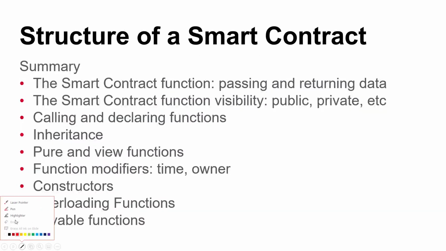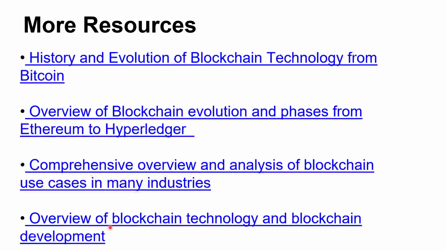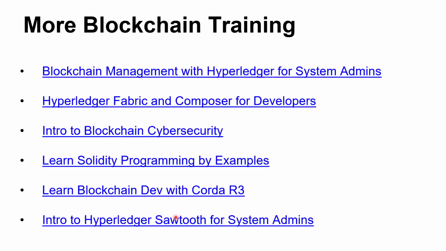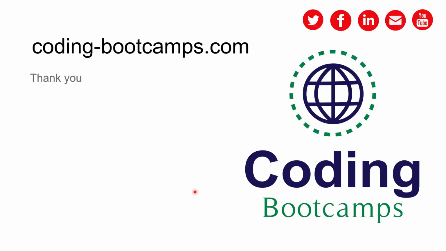So what we discussed in this lesson was we learned about passing and returning data with a smart contract function, visibility of a function, private, public, calling and declaring functions, function inheritance, pure and view functions, function modifiers, constructors, overloading functions, and payable functions. Please complete the lab and complete this assessment. And please consult your learning materials for other information and additional training. And next we will do client-side applications. Thank you.